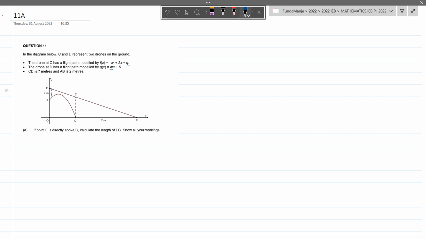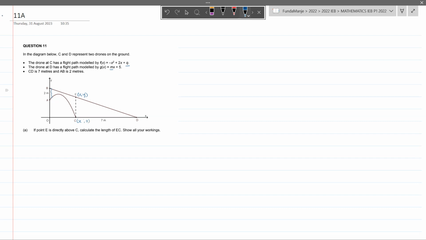And then A says if point E is directly above C, calculate the length of EC. Show all your working. So we need to get the length of this. In other words, if you don't want to do any calculus, then we are basically trying to find the value of y here, because that will represent the height from C to E. So in order to get that, we need to work backwards. We need the x value here, which is the same x value we have at C.